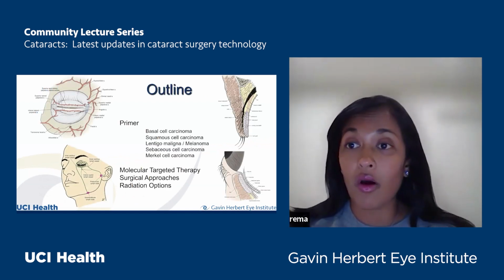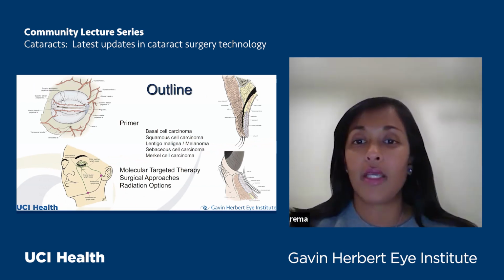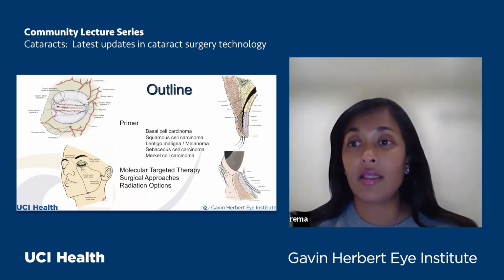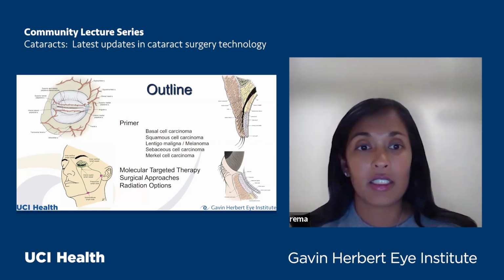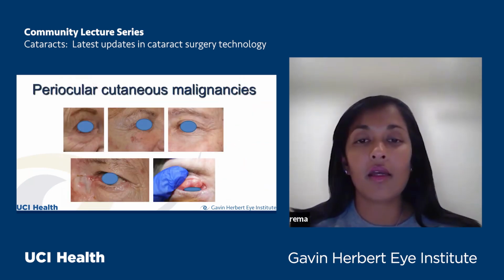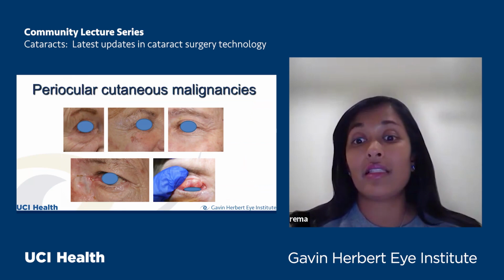I'll first go over some of the more common cutaneous malignancies, ranging from basal cell carcinoma to squamous cell, melanoma, and then some of the more rare conditions such as sebaceous cell and Merkel cell. Then I'll emphasize how we approach managing them, ranging from surgery, radiation, and really an emphasis on molecular targeted therapy, as there's been an explosion in terms of how we can take care of our patients, especially with recalcitrant or advanced disease.